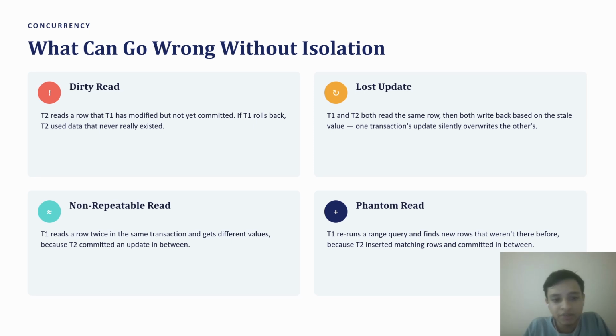So let's take non-repeatable read. For example, T1 reads a row. Here T is transaction. T1 reads a row twice in the same transaction and gets different values because T2 completed an update in between. Same paper example: I want to read the paper twice in a day. I read the paper and it said your account has 10,000 rupees. I read it and I go somewhere.